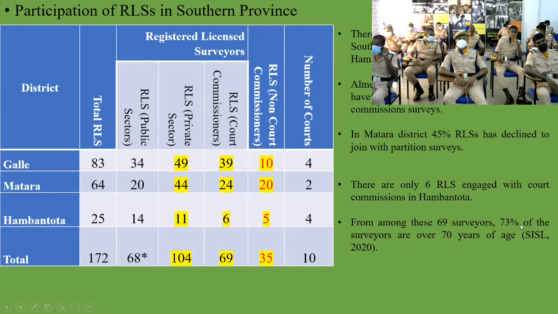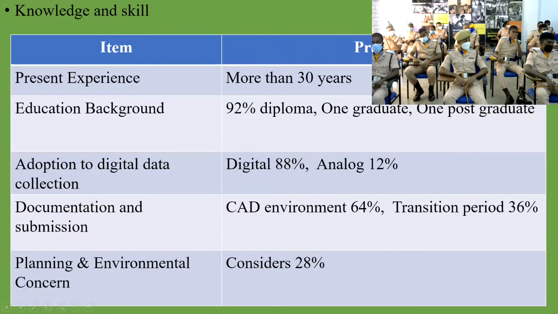Among these 69 surveyors, 73% are over 70 years of age. When we consider their experience, they have more than 30 years of experience, and 92% have diplomas. One is a graduate and one has a postgraduate qualification. This says there are still no young graduates to be court commissioners.